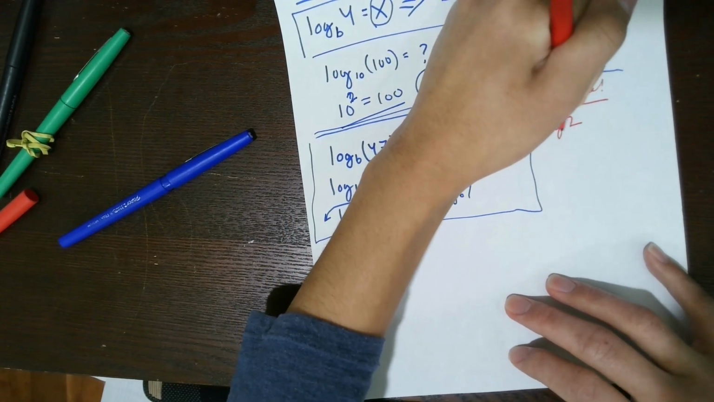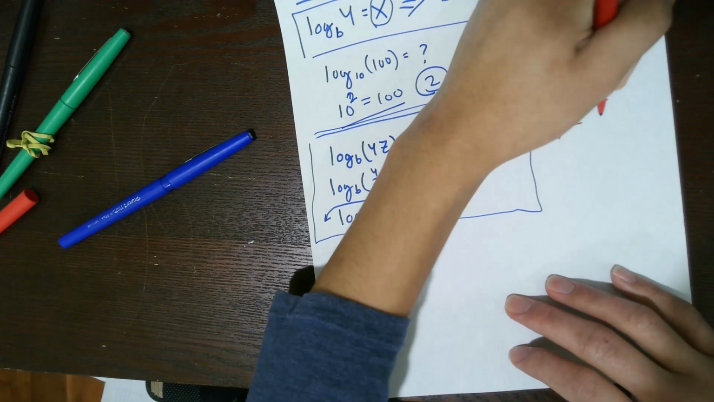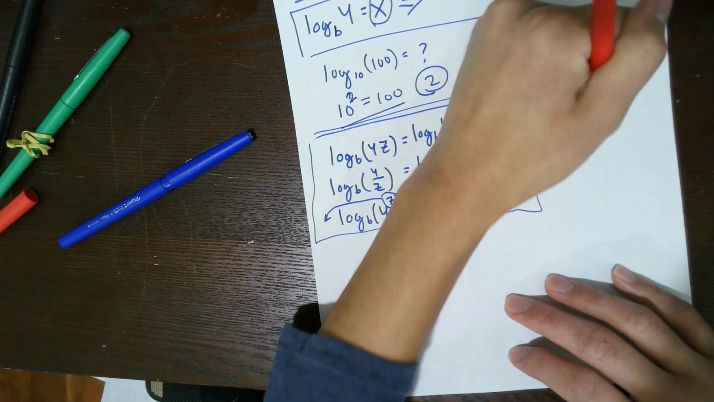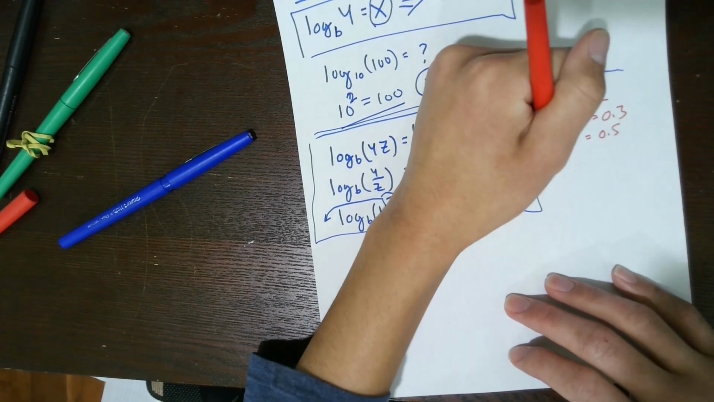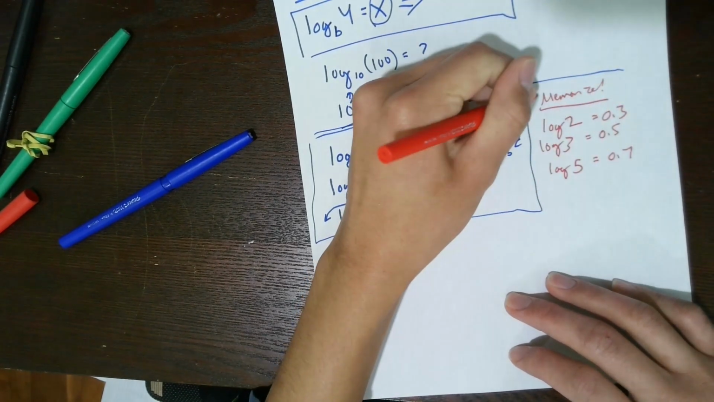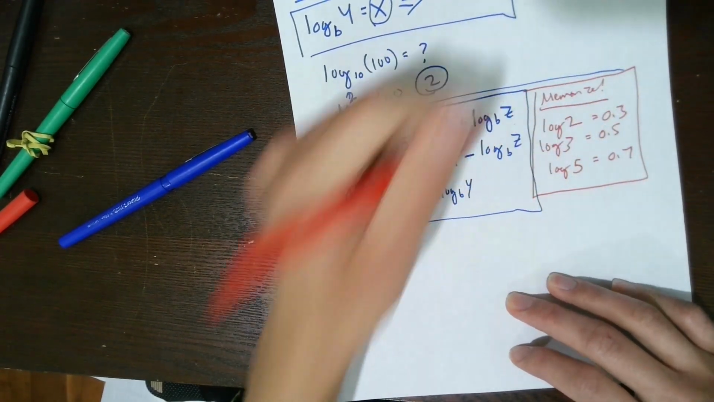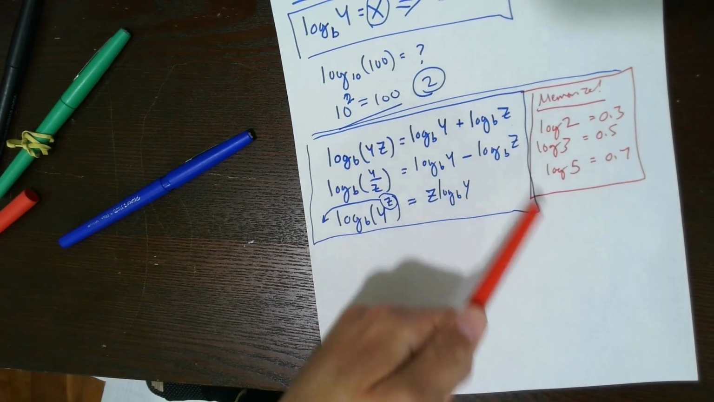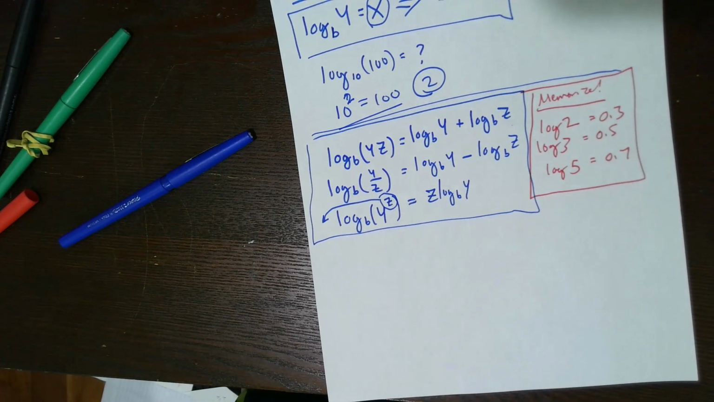Log base 10 of 2 is equal to 0.3. Log of 3 is equal to 0.5. And log of 5 is equal to 0.7. So you're going to have to memorize this. Alright, just know it off the top of your head.